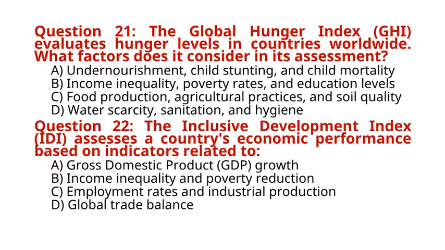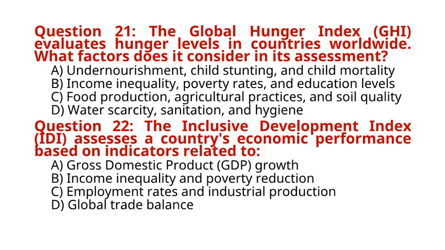Question 21. The Global Hunger Index, GHI, evaluates hunger levels in countries worldwide. What factors does it consider in its assessment? A. Undernourishment, child stunting, and child mortality. B. Income inequality, poverty rates, and education levels. C. Food production, agricultural practices, and soil quality. D. Water scarcity, sanitation, and hygiene. The correct answer to question 21 is option A. Undernourishment, child stunting, and child mortality.